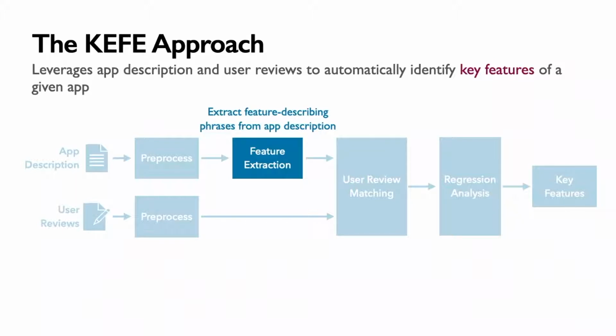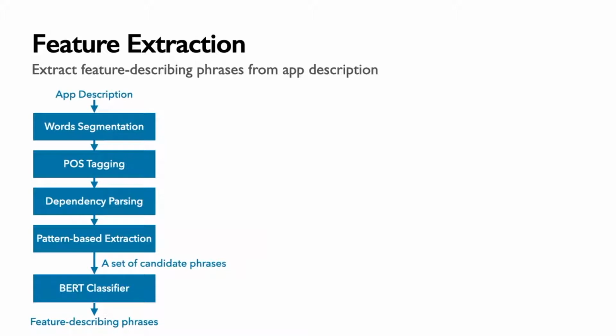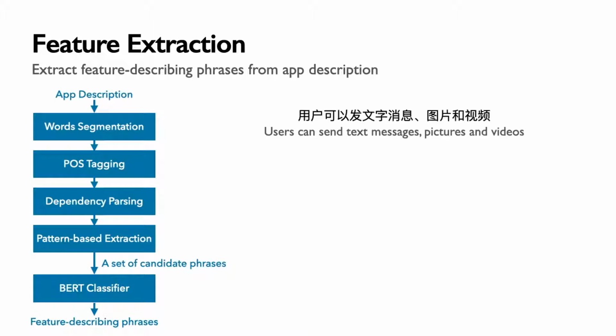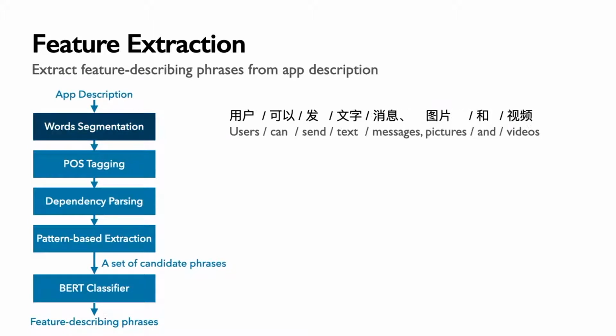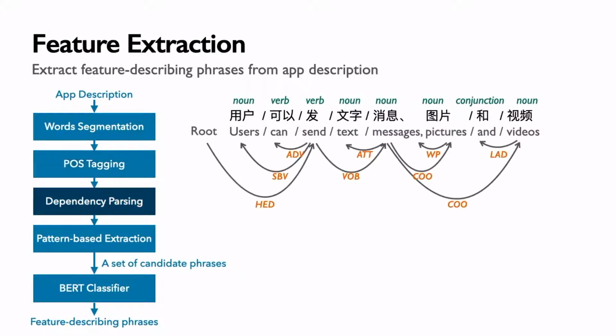Then, KEFE will extract feature describing phrases from app description. This is realized by combining a pattern-based approach and a deep machine learning classifier. Specifically, given a sentence in the app description, KEFE will first segment this sentence into words. Note that this is an additional step required for processing Chinese because there is no clear boundary between words in a Chinese sentence. Then, KEFE will apply POS tagging to label each word in the sentence with its appropriate part of speech. And it will further conduct dependency parsing to review the grammatical relations between these words.